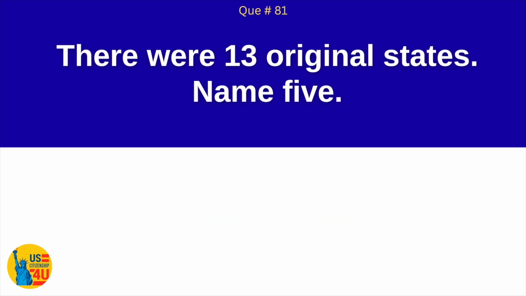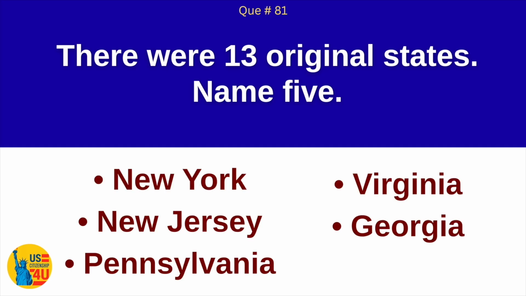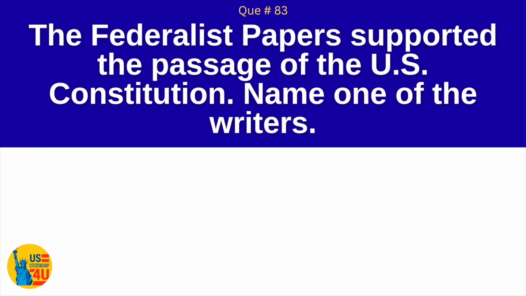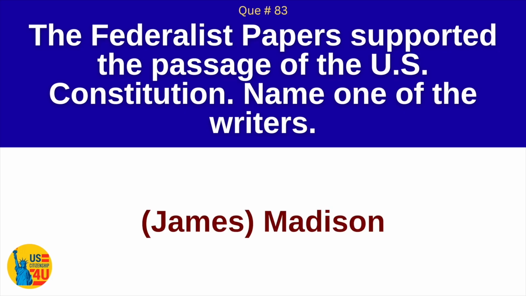There were 13 original states. Name 5. New York, New Jersey, Pennsylvania, Virginia, Georgia. The Federalist Papers supported the passage of the U.S. Constitution. Name one of the writers. James Madison.